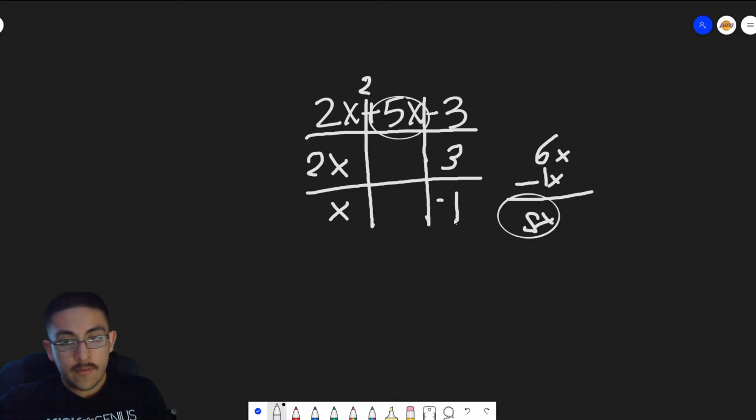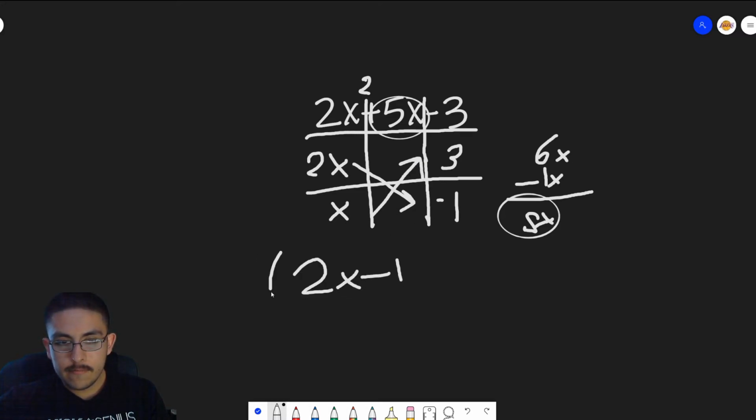And then these two have to multiply to get negative 3. 3 times 1, negative 3. And then we're done. We're going to do crisscross applesauce. 2x minus 1 because it's a negative. X plus 3 because 3 is positive. And this is fully factored.